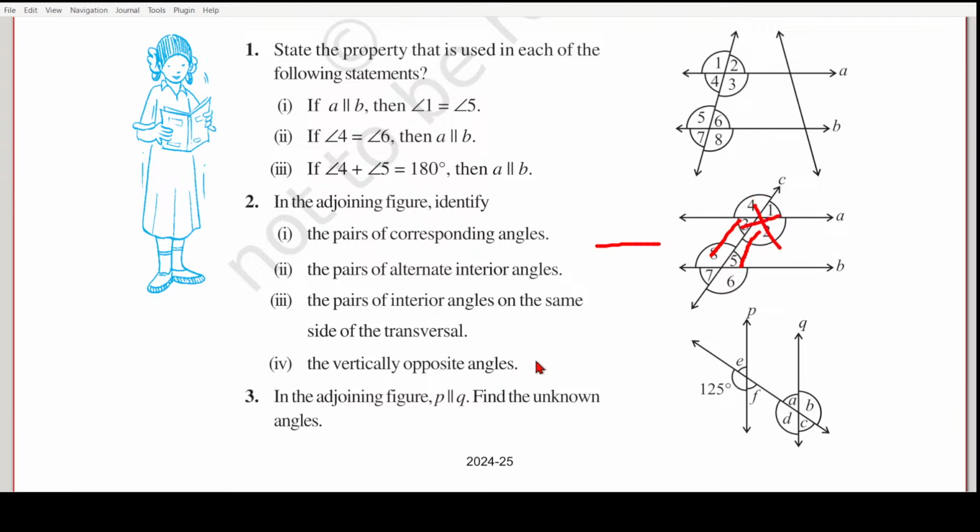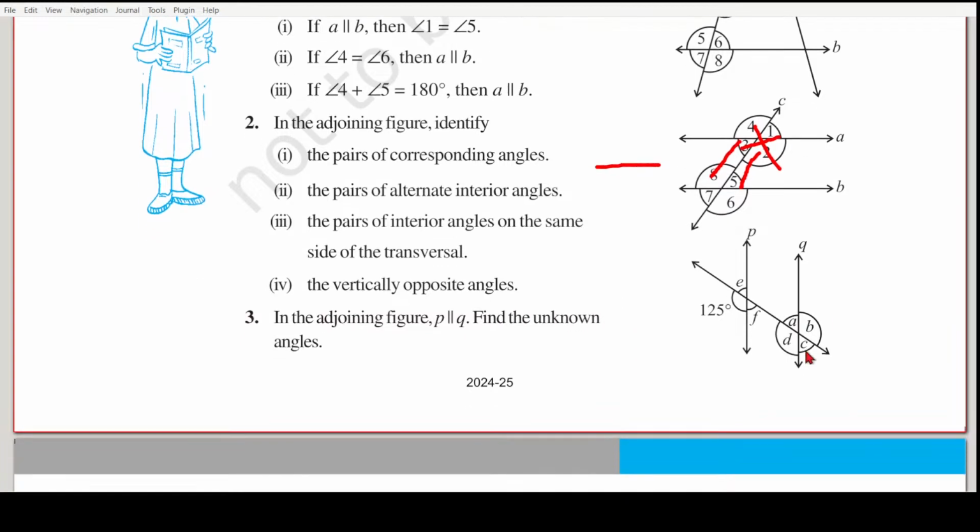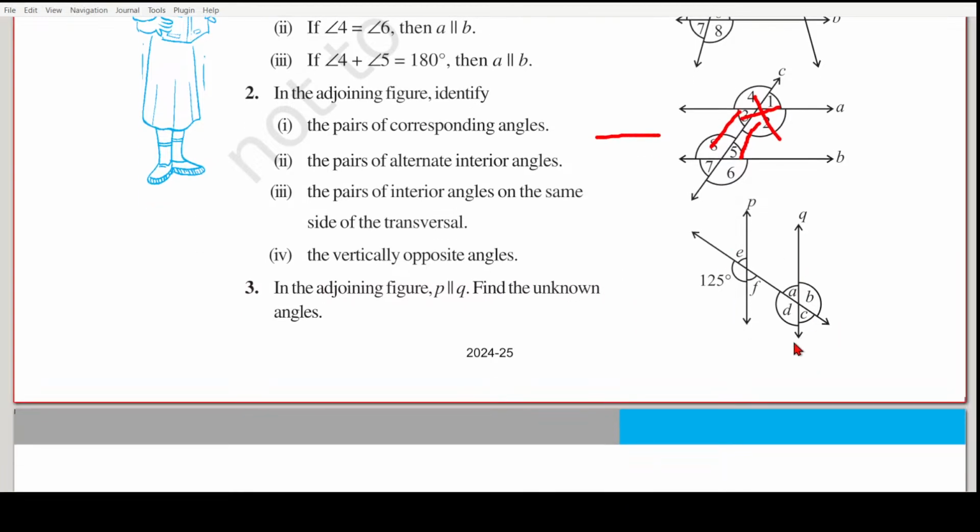Opposite angles you already know. Find the unknown angles here. Just tell me what is A, B, C, D, E, F. F is 55. Why 55? Because 125 plus 55 equals 180. So these two are supplementary. And then E is 120. No, 55.